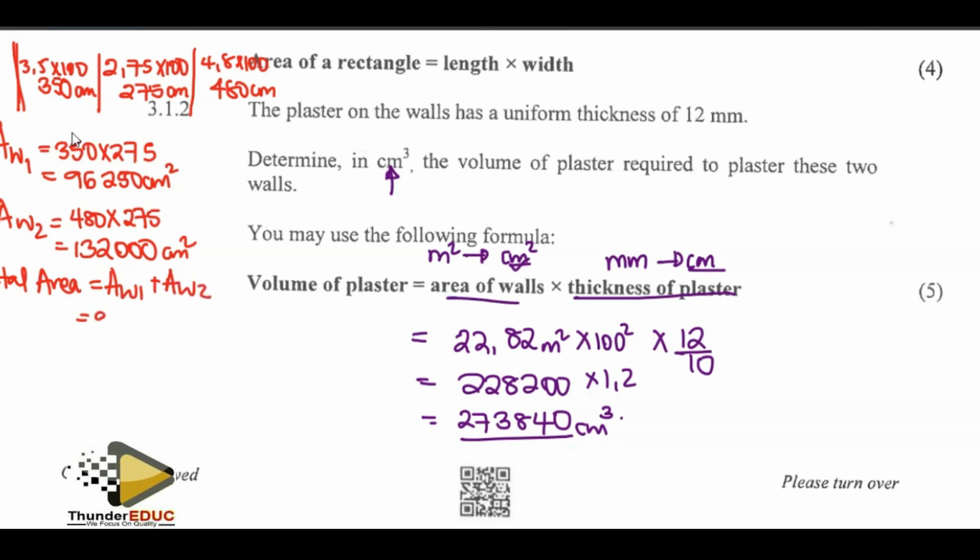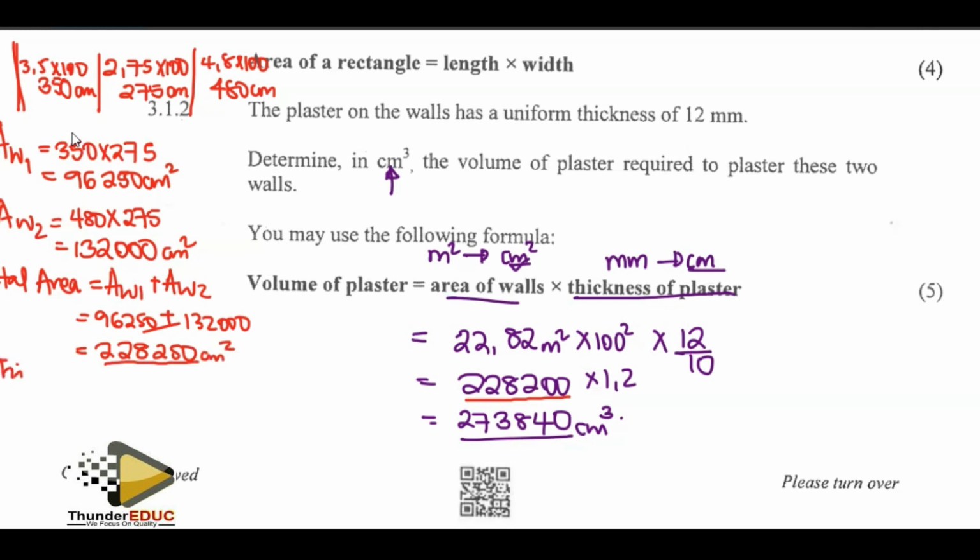So when we add the 96,250 plus 132,000, we end up having 228,250. Here it's a different answer because we rounded off. We rounded off. Okay, so this is the area in centimeters squared.